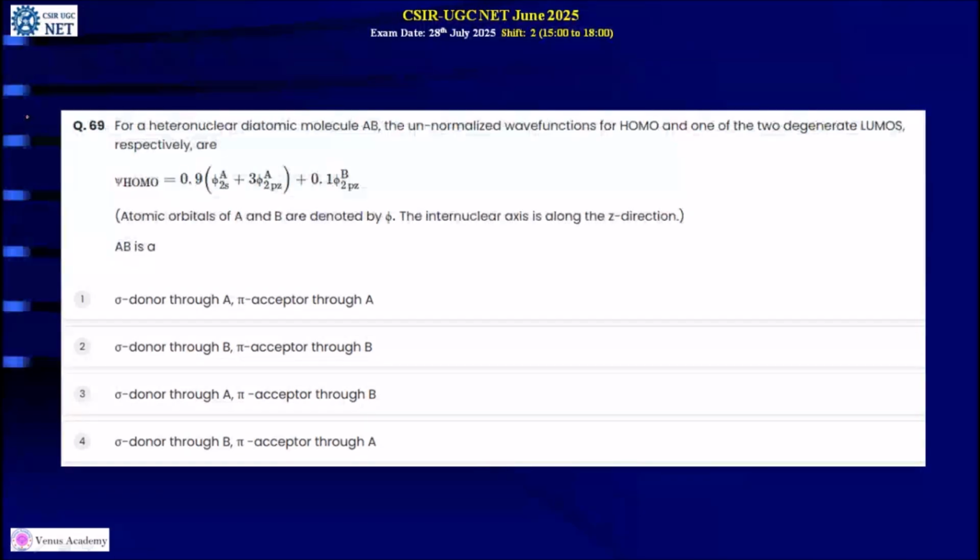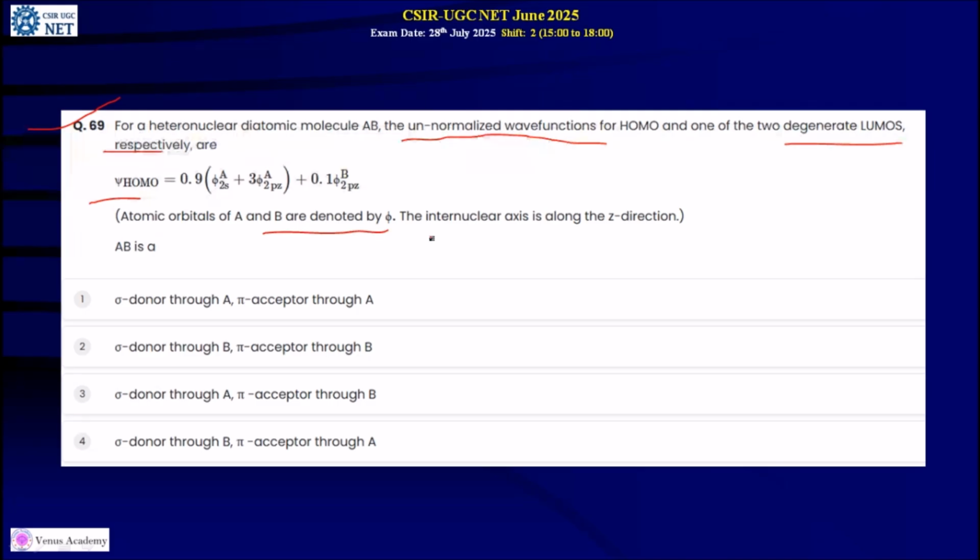Next, question number 69. For a heteronuclear diatomic molecule AB, the unnormalized wave functions for HOMO and one of the two degenerate LUMOs, respectively, are... Atomic orbitals of A and B are denoted by... with the internuclear axis along the z direction. Question number 69. Option number 3 is the correct option, students.